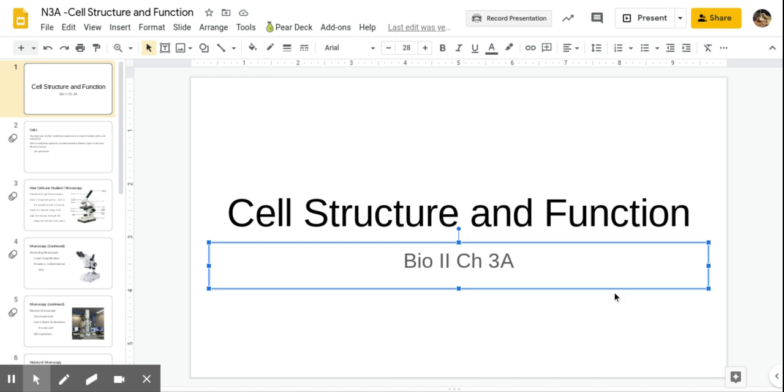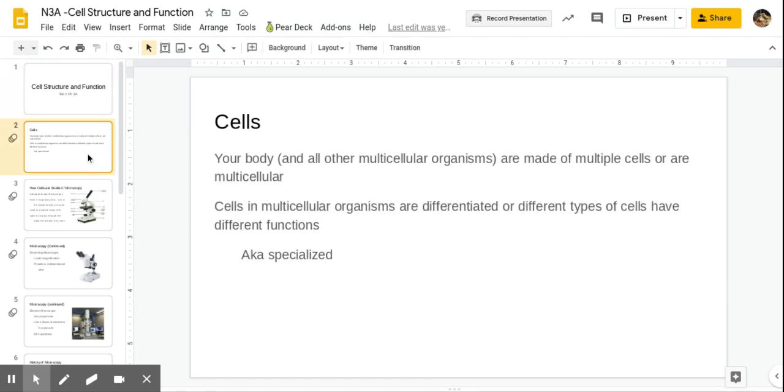Okay, these are the notes from today. This is the first part of Chapter 3 in biology, and it's just basic information leading into the organelles and into the different types of cells.